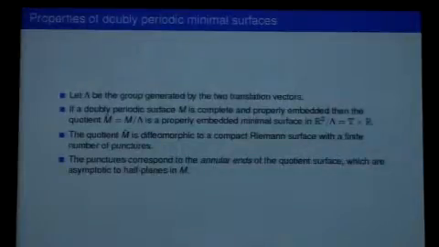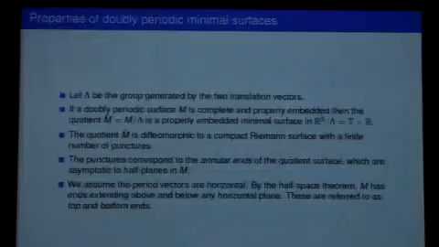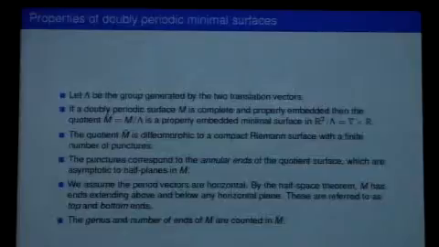The punctures are going to correspond to what in the quotient would be the annular ends. And when you view the surface in R3, those would correspond to the half-planar ends. We'll assume in most cases, when you see the images of doubly periodic surfaces, that the period vectors are horizontal. And so the ends of the surface are going to always be going up and down. For that reason, we'll refer to them as top and bottom ends.